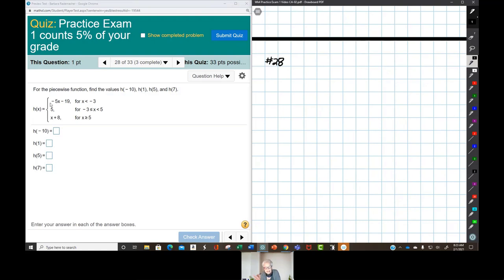What it says is that h of x equals negative 5x minus 19 if the x's on the x-axis are to the left of negative 3. And h of x equals 5, just 5, if the x's on the x-axis are between negative 3 and 5, or actually equal to negative 3. And that h of x equals x plus 8 if the x's on the x-axis are equal to 5 or to the right of 5. So the easiest way for me to do this, since I'm a very visual learner, is to make an x-axis.